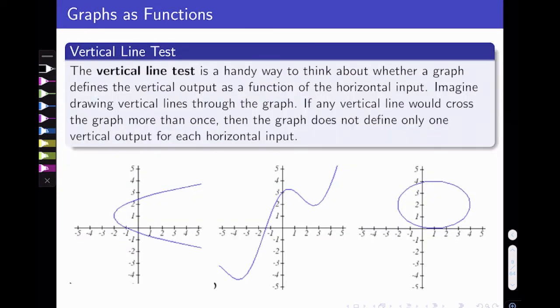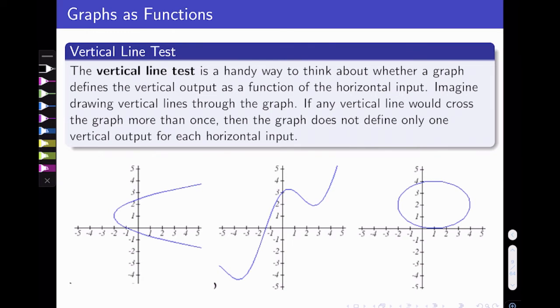Now we can determine whether or not a graph represents a function, and we'll do so using what is called the vertical line test. The vertical line test is a handy way to think about whether a graph defines the vertical output as a function of the horizontal input. If you remember in words, it is a function if for each input there's exactly one output. So if we imagine drawing vertical lines through the graph, if any vertical line would cross the graph more than once, then the graph does not define only one vertical output for each input.